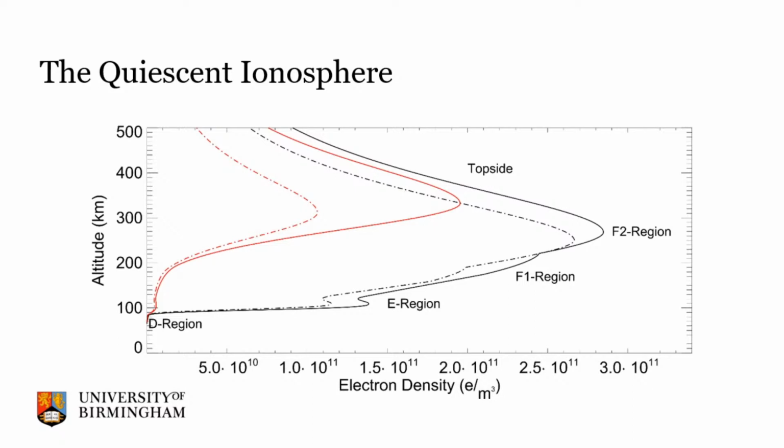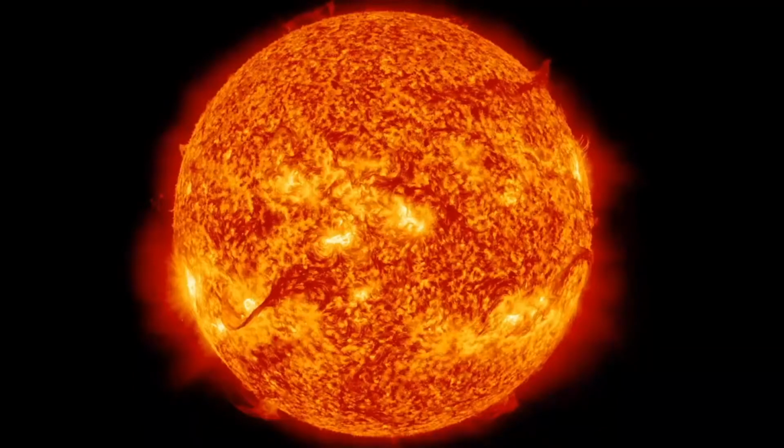And this actually becomes an important or helpful feature of the ionosphere, in that if we want to use the ionosphere for something, it's nice to know that even when we don't have photoionization, when we don't have a source of ionization, it's still there. So that's the kind of quiescent normal variability of the ionosphere.